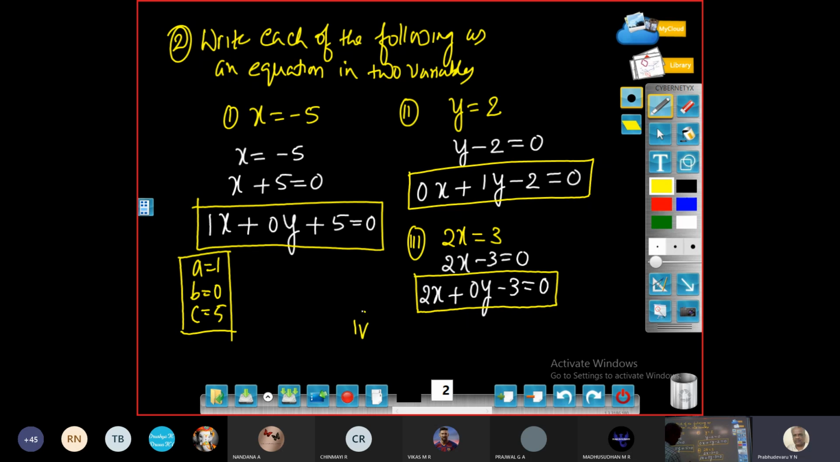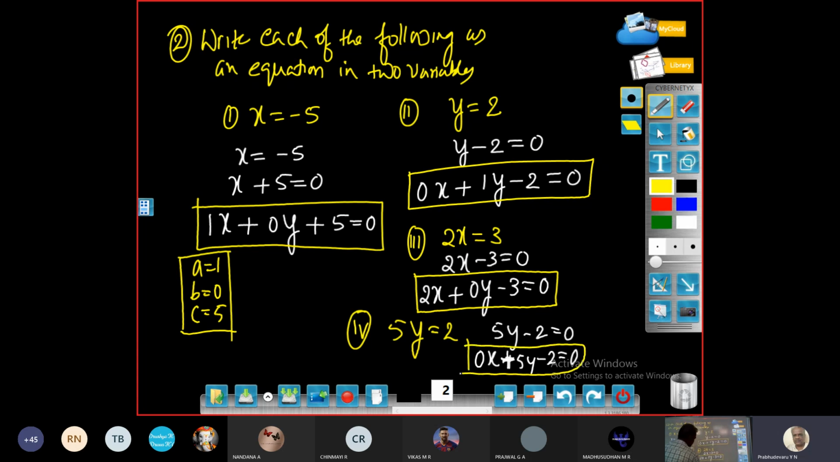Fourth one. All of you do this. So 0 into x plus 5y minus 2 is equal to 0. 5y is equal to 2. Here you don't have the variable x, so you can write first 5y minus 2 is equal to 0. Since we don't have x here, 0 into x plus 5 into y minus 2 is equal to 0.